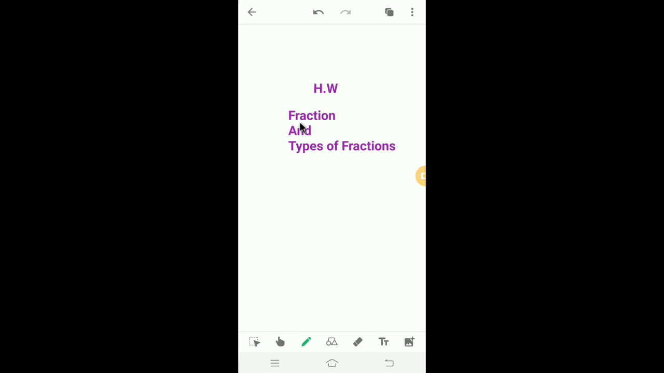Today's homework: learn and write 2 times fraction and types of fractions in your math notebook.